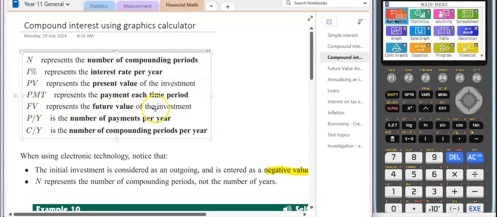FV represents the future value of the investment, so what the value would be after a certain period of time. PY represents the number of payments per year, and CY represents the number of compounding periods per year. So for example, if interest is being compounded monthly, then C/Y would be 12. Now, PY, although we're not making any regular payments, because the compound interest is being paid into the account, for example, monthly, that would also be set as 12.